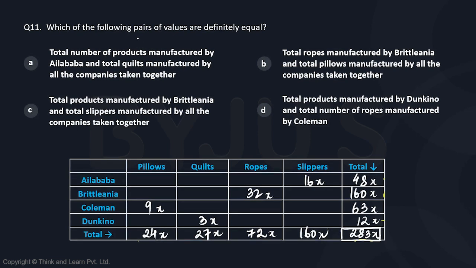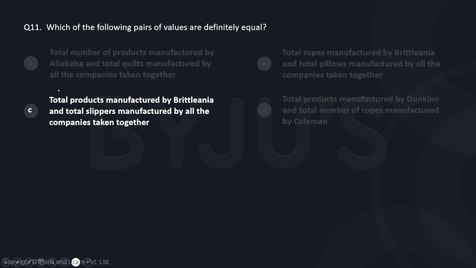Question number 11. Which of the following pairs of values are definitely equal? Total number of products manufactured by Alibaba, which is 48x, and total quilts manufactured by all the companies taken together, 27x. They are not the same. Option B. Total ropes manufactured by Britannia, which is 32x, and total pillows manufactured by all the companies taken together, which is 24x. They are not the same. Next option, total products manufactured by Britannia, which is 160x, and total slippers manufactured by all the companies taken together, which is also 160x. So option C is going to be the answer.